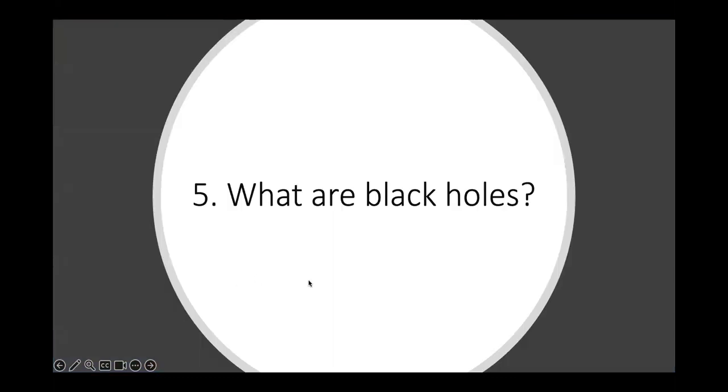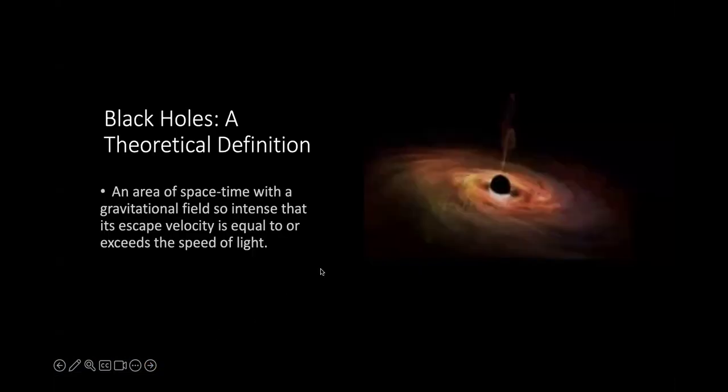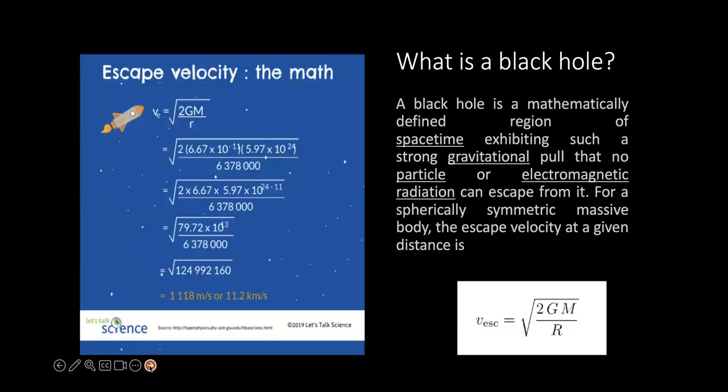Right? Question number 5. What are black holes? This is what students always love to talk about. So the theoretical definition of a black hole is an area of space-time with a gravitational field so intense that its escape velocity is equal to or exceeds the speed of light. So what is escape velocity? I hope you all know that if you want to escape the Earth's gravitational force, you need to have a velocity which will balance the potential energy, right? So typically it's root of 2GM by r. For the Earth, it's about 11.2 kilometers per second. If you have that kind of a velocity, you can escape the gravitational force of the Earth. Now, if you do it for a black hole, again, you'll put this with 2GM, and here you can put it as r, okay?